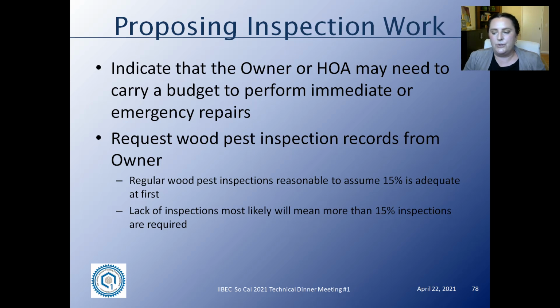If the owners of the HOA have not kept up a regular maintenance schedule of doing pest inspections, then I think based off of the amount of termites that we have in California, it is likely that you're going to find problematic conditions. You are likely going to find pest infestations and possibly dry rot within the wood elements.